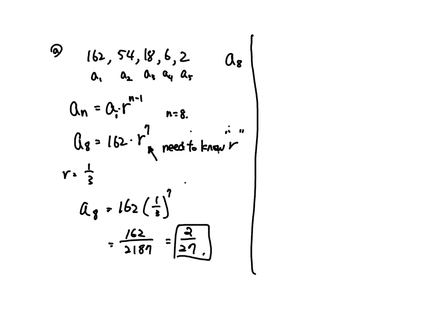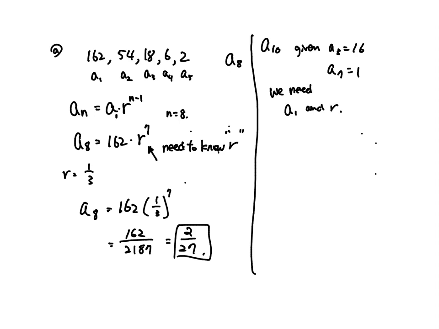All right, part B: find A sub 10, the 10th term, given that A3 is 16 and A7 equals 1. So again, we're trying to find the 10th term, but in this case, we need A1 and r.